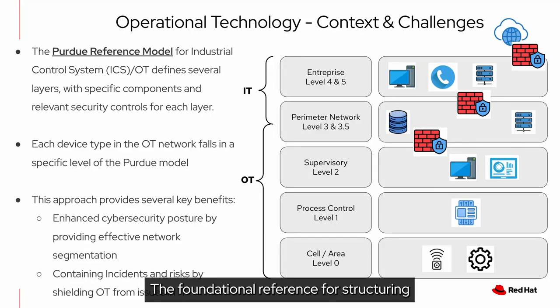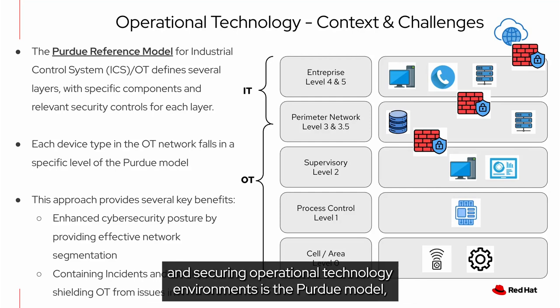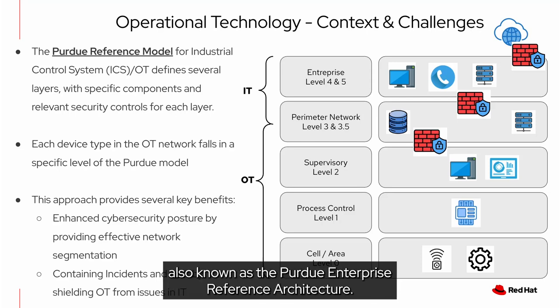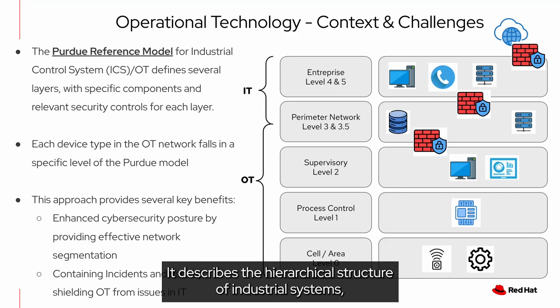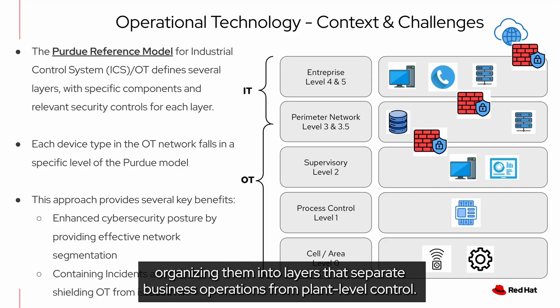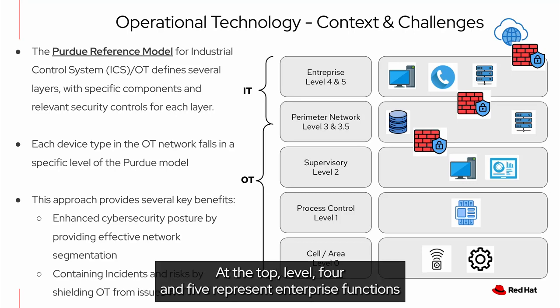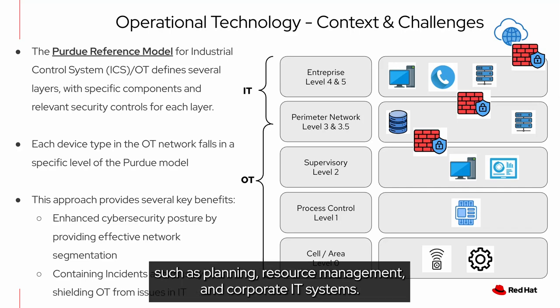The foundational reference for structuring and securing operational technology environments is the Purdue Model, also known as the Purdue Enterprise Reference Architecture. It describes a hierarchical structure of industrial systems, organizing them into layers that separate business operations from plant-level control. At the top, level 4 and 5 represent enterprise functions such as planning, resource management, and corporate IT systems.